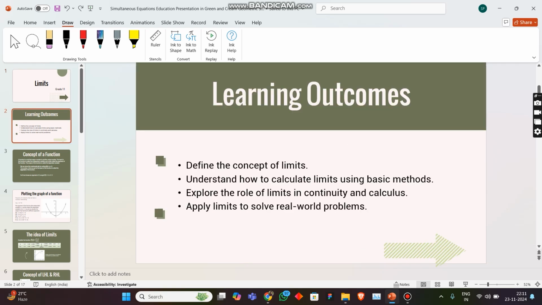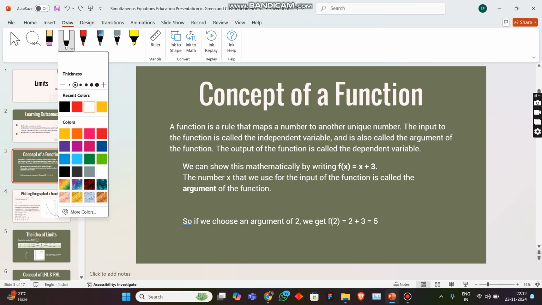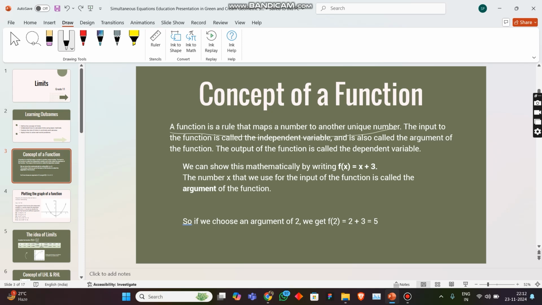So basically, in this lecture, we will cover the definition of limit, which we have discussed already, how we can calculate limits, and what the significance of limit is. But before going deep into limit, we first need to understand the basics of function. What is a function? A function is a rule that maps a number to another unique number.